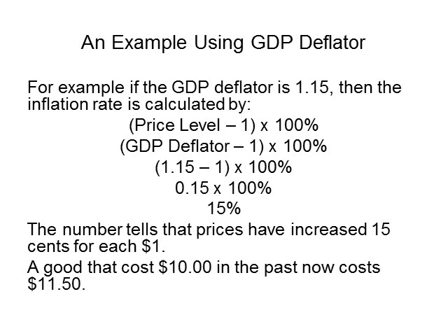Subtracting 1 from 1.15, the result is equal to 0.15. Multiplying 0.15 times 100% is equal to 15%. This means that for each dollar of the price of a good, the consumer will pay an additional 15 cents, or a good that cost $10 in the past will now cost $11.50.